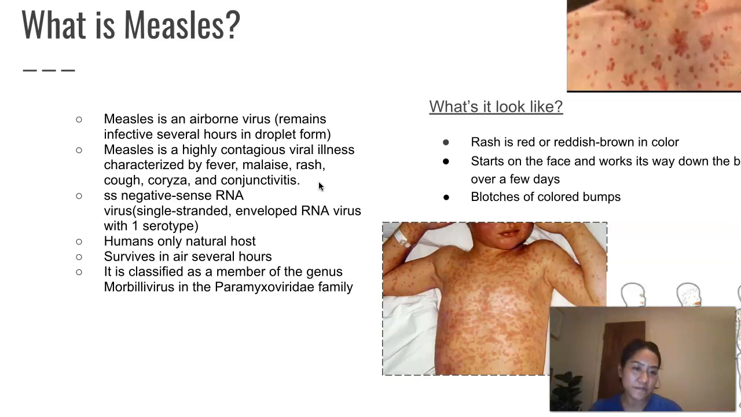What does it look like? It is a rash that is red or reddish brown in color. It starts on the face and works its way down to the lower extremities, and then results in blotches of colored bumps.